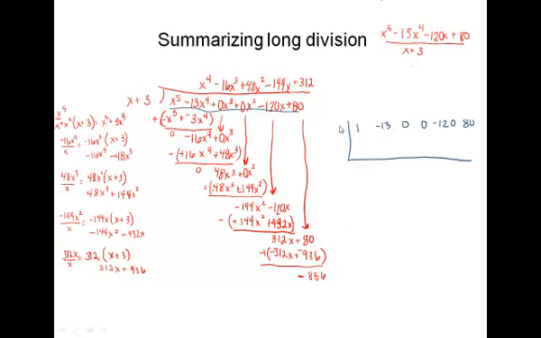Alright, and then on the outside of this box, instead of putting a factor, what I'm going to put is the root. So if I set this thing equal to 0 and solved, I would get the root.